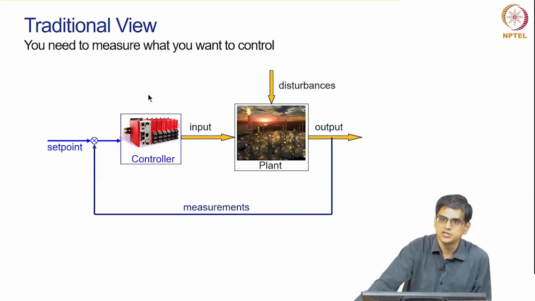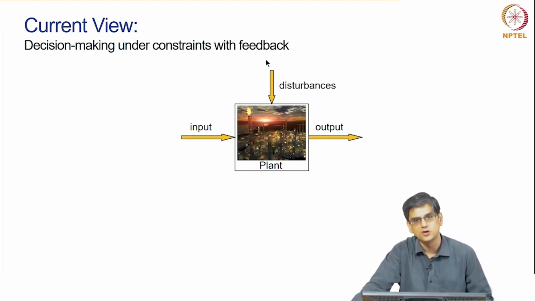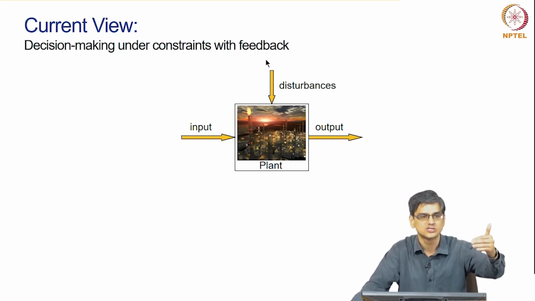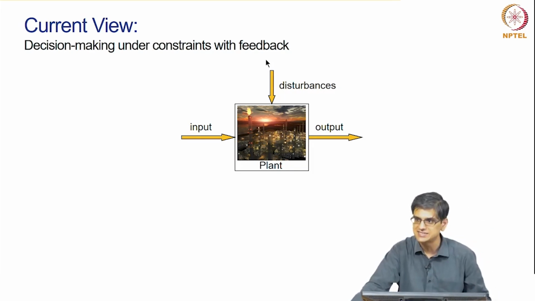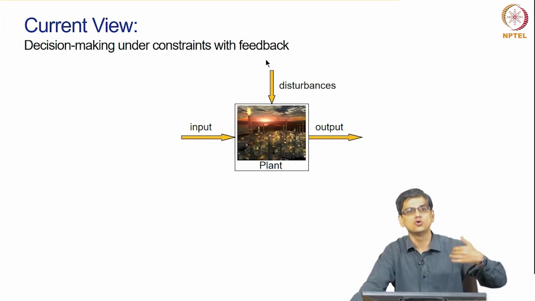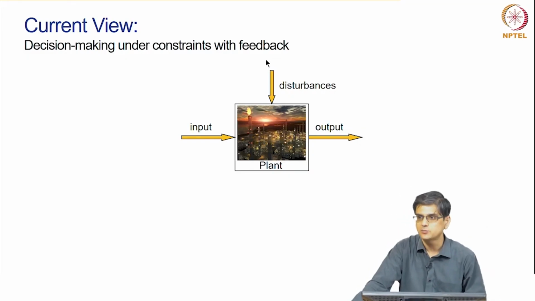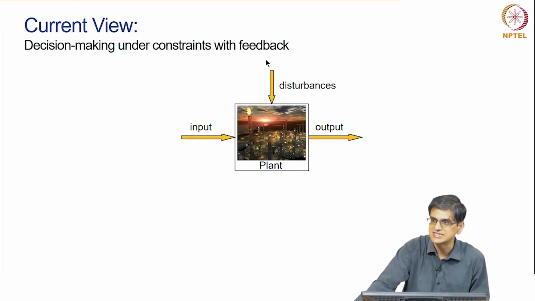The modern control theory view, or the MPC view of the control system, is decision making under constraints with feedback, which means there are certain constraints. The temperature cannot go below so and so value, should not go above so and so value. Valve cannot be less than 0% open, valve cannot be more than 100% open. Pressure should not go above such and such values. All these are process constraints or input constraints that are present in the system. So, you want to make those decisions in presence of these constraints.